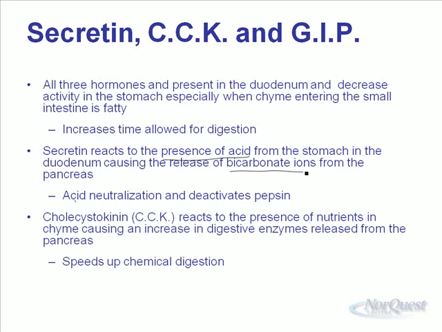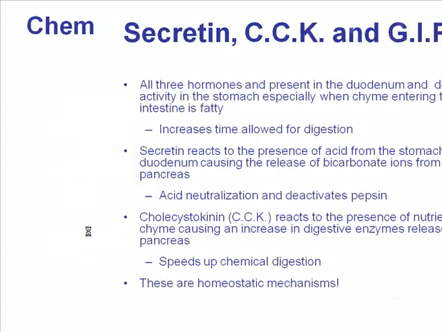Cholecystokinin, or CCK, and that's why they call it CCK, because cholecystokinin isn't always easy to say. It reacts in the presence of nutrients in the chyme and increases the release of digestive enzymes in general. So it's going to increase things like trypsin, chymotrypsin, proteases, carbohydrases, all those enzymes we need to speed up chemical digestion. These are all homeostatic mechanisms, so the response is going to neutralize the stimulus. That's the goal. When the stimulus is gone, then the response stops.